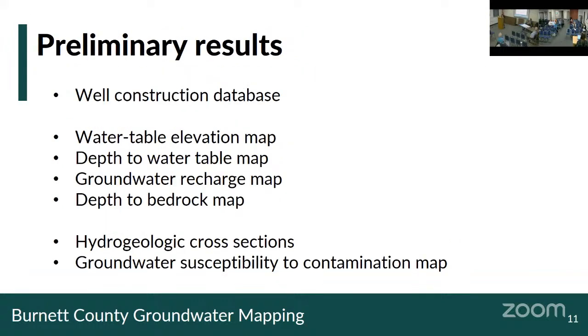This is an overview of what I'll be covering. The well construction database is the main source of data for all of the maps I'm going to show. I'll then cover the water table map, depth to water, groundwater recharge, and depth to bedrock. And then the last two things on the bottom are going to really summarize everything and bring it together. The cross sections help us better understand what things look like underground. And then the susceptibility map is going to be made from a lot of these other maps. So it will be a good way to round everything off and bring it all together.